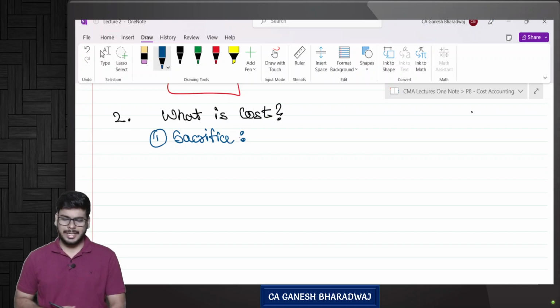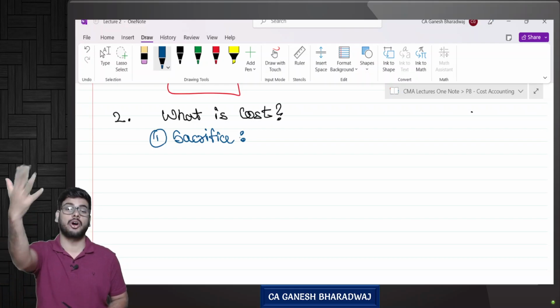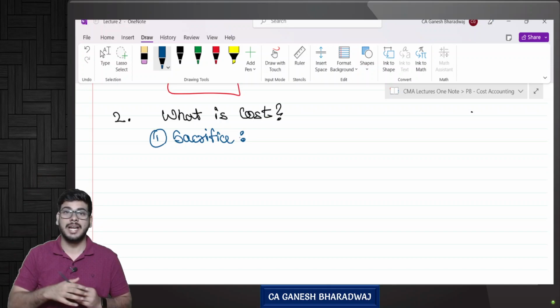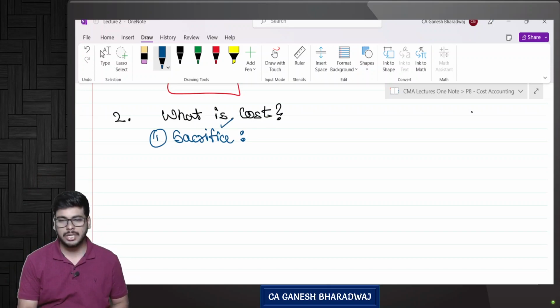Now you're saying that, sir, cost involves sacrifice of resources. Generally what we all think is that cost means an expense. No, cost doesn't mean expense. It is something beyond that. And a broader word that we are using instead of expense is sacrifice. Can you give me an example?